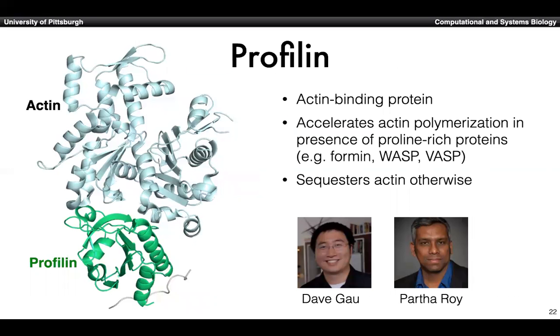This is a protein we've been working on for a while, profilin, and specifically the profilin-actin protein-protein interaction. And this interaction is important to angiogenesis, the formation of new blood vessels, and it's something we've been working on with the collaborators Dave Gao and Partha Roy.